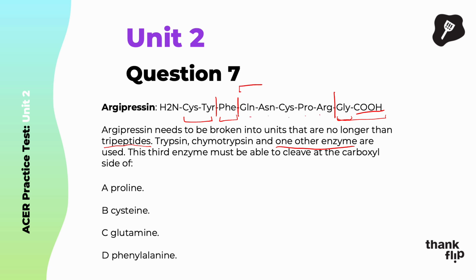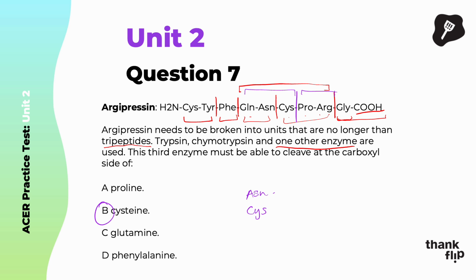So this bit needs to be broken down, and that's when our third enzyme is going to come in. It's asking us, where does this third enzyme need to be able to cleave so that we're left with chunks that are no greater than 3. So it's either going to have to cleave here so that we have 2 and 3, or it's going to have to cleave here so we have 3 and 2. There's no really other option. So it's either going to be on the carboxyl side of ASN or on the carboxyl side of cysteine. And the answer options that we have here are cysteine.